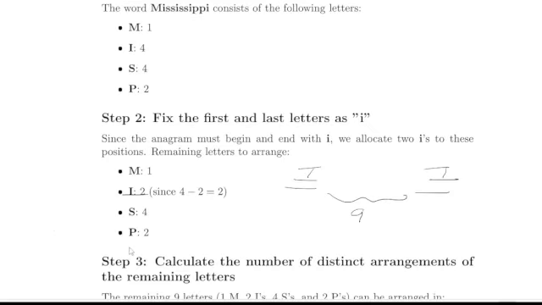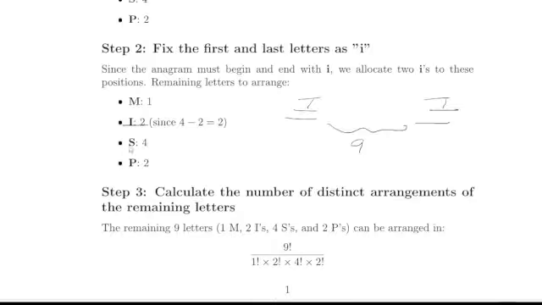Now, from the 9 letters, there's going to be a bunch of repeats. So there's 2 I's, 4 S's, and 2 P's. So we're going to take 9 factorial and divide it by how many letters we have factorial of each kind. So there's 1 M divided by 1 factorial. There's 2 I's divided by 2 factorial. 4 S's divided by 4 factorial. 2 P's divided by 2 factorial. So this is the number of ways that we can rearrange the remaining 9 letters.